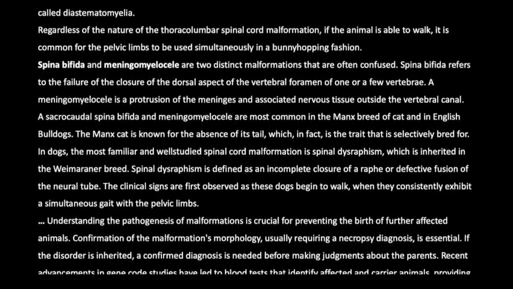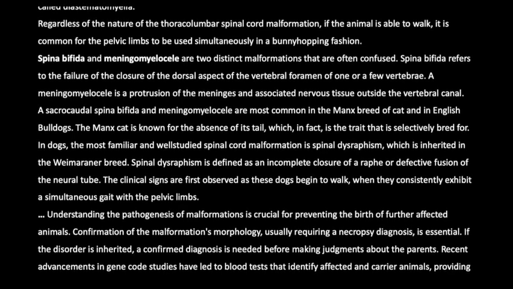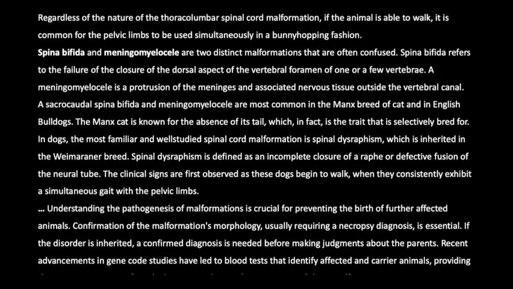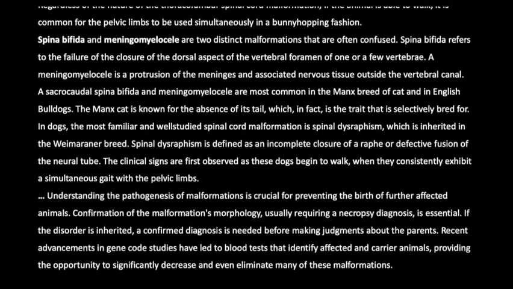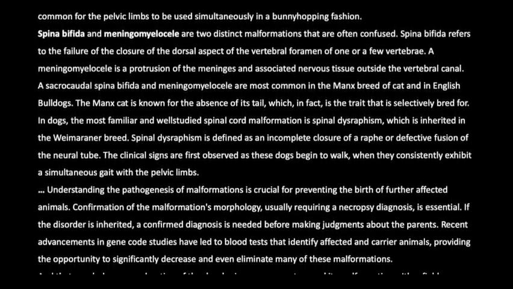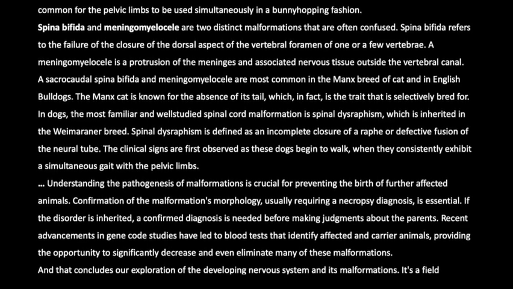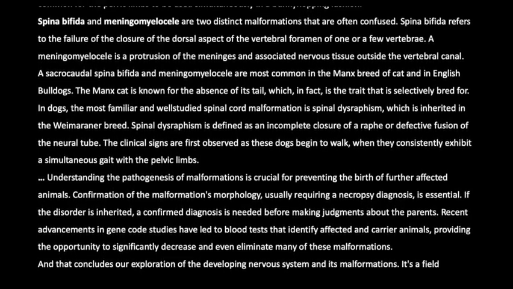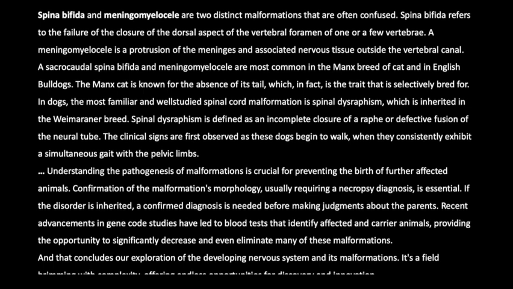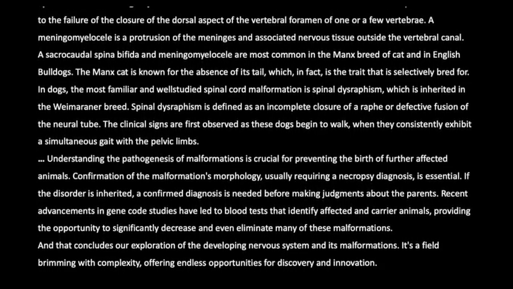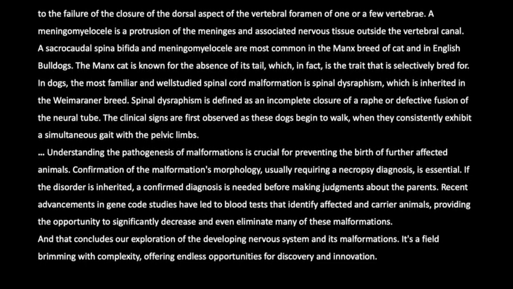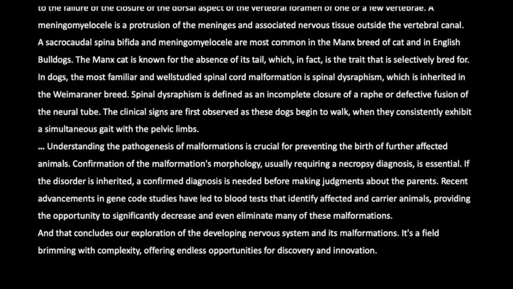The Manx cat is known for the absence of its tail, which, in fact, is the trait that is selectively bred for. In dogs, the most familiar and well-studied spinal cord malformation is spinal dysraphism, which is inherited in the Weimaraner breed. Spinal dysraphism is defined as an incomplete closure of a raphe or defective fusion of the neural tube. The clinical signs are first observed as these dogs begin to walk, when they consistently exhibit a simultaneous gait with the pelvic limbs.